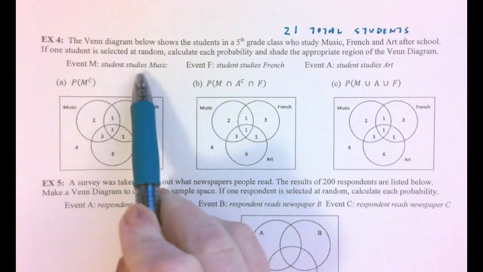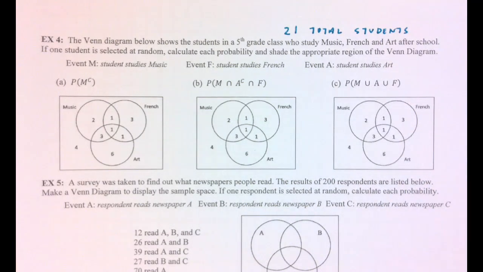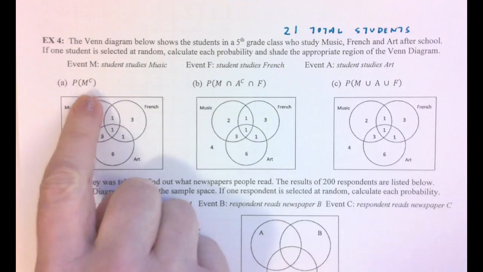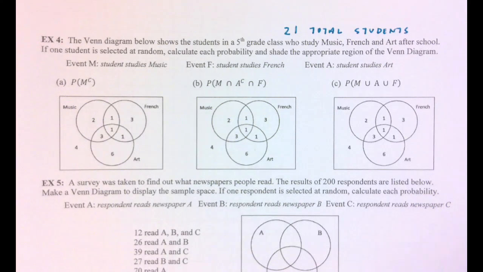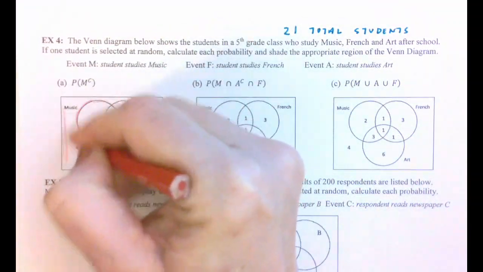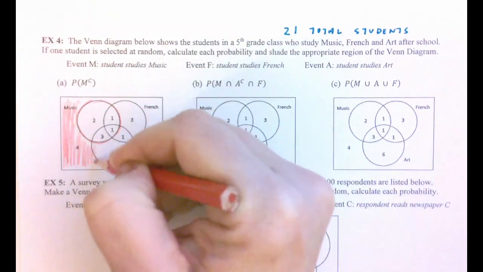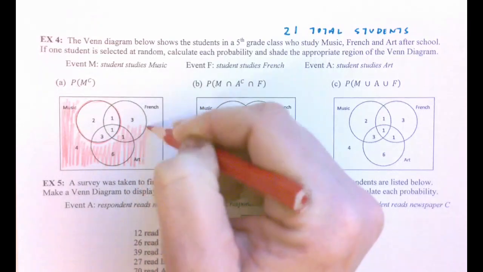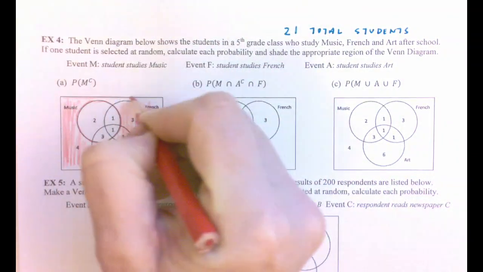M, right, the student studies music, F is French, A is art. So I'm just paying attention to my notation, and I'm going to use my pretty colors to shade in my solution region. So here we're saying this is not music, right? Student does not study music, complement of music. So if I look at where music is right here, it's really saying it could be anything else, right? So anything else in this space that is not within music. So let me quickly shade in my solution region, make it look pretty.